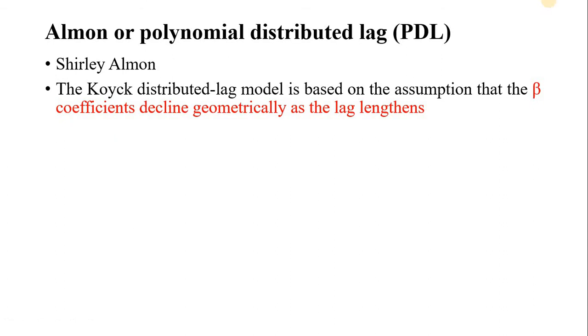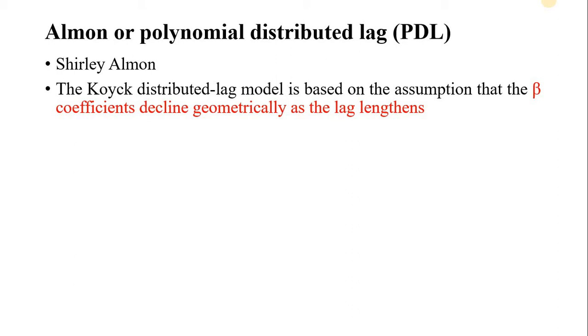So this method was developed by Shirley Almon, an American econometrician. This Almon polynomial model, or PDL, is a model developed to overcome the issues in the Koyck model. The Almon polynomial model will not be a solution for all the problems in the Koyck model, but the Koyck model basically depends on only one core assumption: the beta coefficients decline geometrically as the lag lengthens. All the betas have the same sign and they decline geometrically.